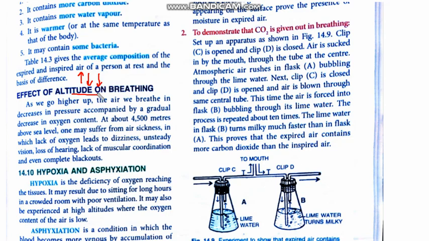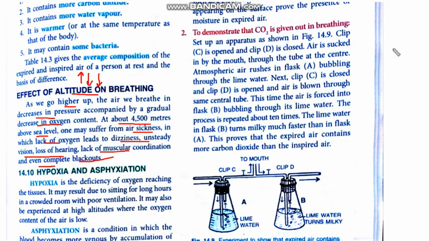So they have said that when we are going higher up, the altitude is increasing, and if altitude is increasing, then pressure decreases, and if pressure decreases, then the oxygen content must decrease. For instance, at about 4,500 meters above sea level, one may suffer from air sickness, and this is due to lack of oxygen. And what can it lead to? Dizziness, unsteady vision, loss of hearing, lack of muscular coordination, and even complete blackouts.